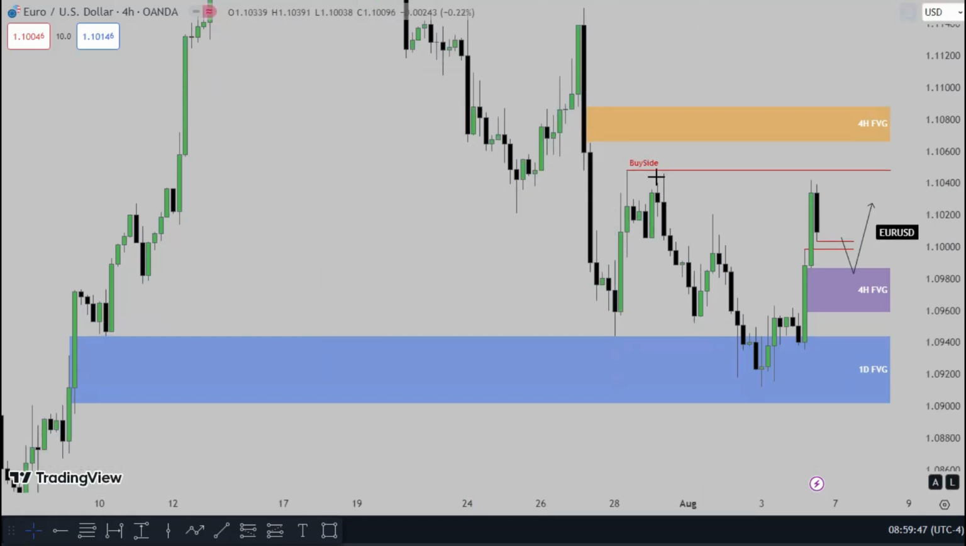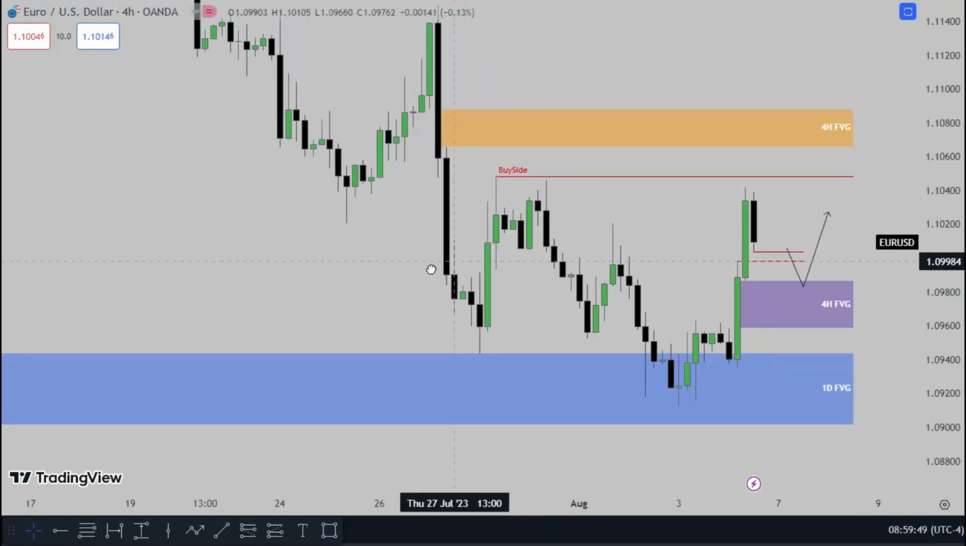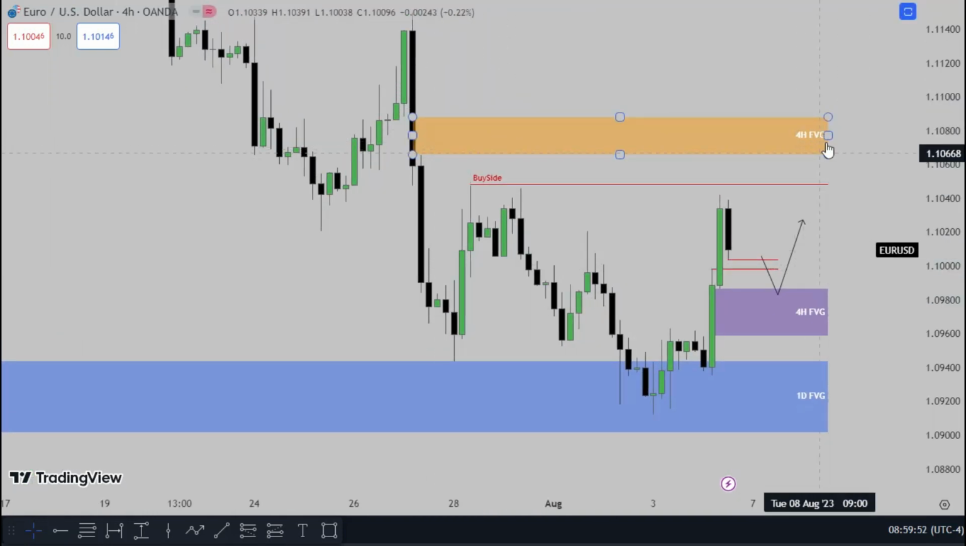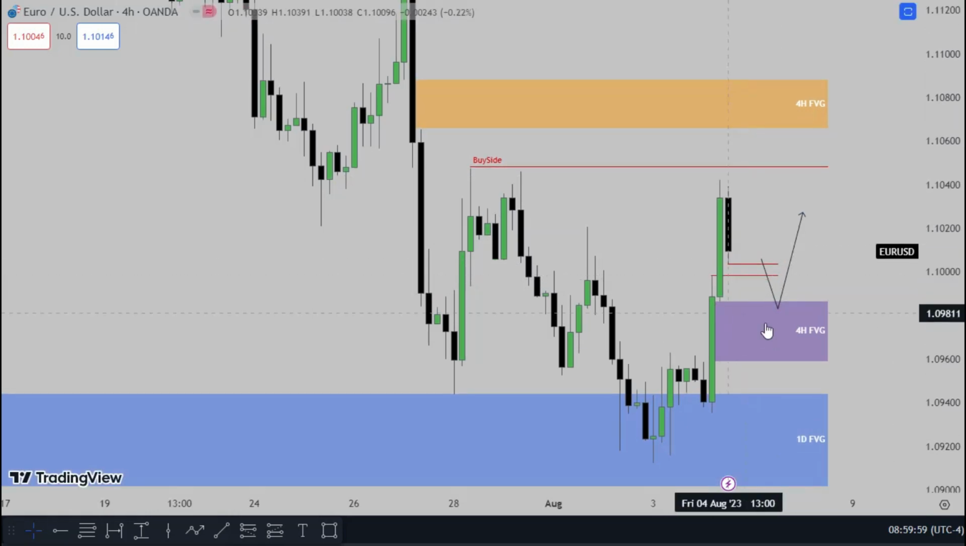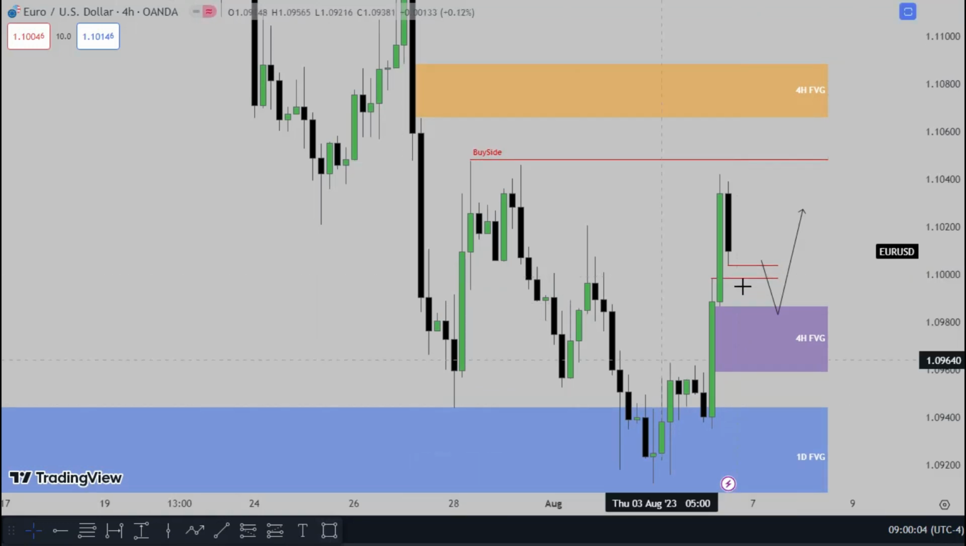Okay. Just within the daily order block, we have a fair value gap right here, right? We have a 4-hour fair value gap right here. We have buy side here, and we have a 4-hour fair value gap right here and one right here. So I'll be using these two bearish fair value gaps right here to target these key zones above. My first target would be buy side here, and this fair value gap above, if that makes any sense.